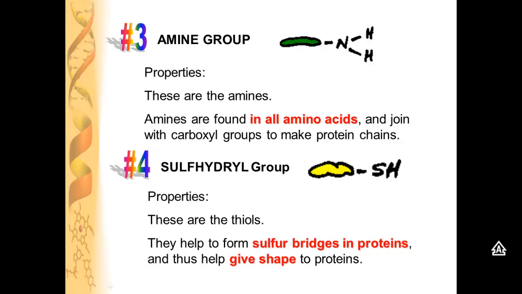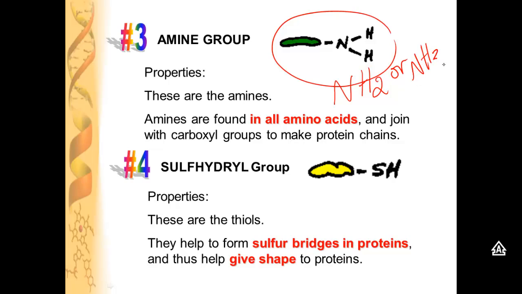Another group you'll need to recognize is the amine group. The amine group is an NH2 group. You'll either see it as NH2 or you'll see it as NH3+. Again, you see these on amino acids, and they join up with the carboxyl groups to make protein chains as well. Another functional group you should be familiar with is the sulfhydryl group, or the SH group. And these are the thiols. The only place that we'll talk about them this year is when we talk about proteins, and there are sulfur bridges, which help to give shape to proteins.